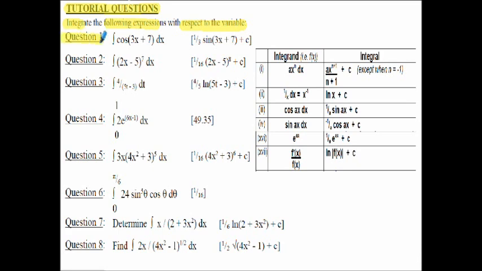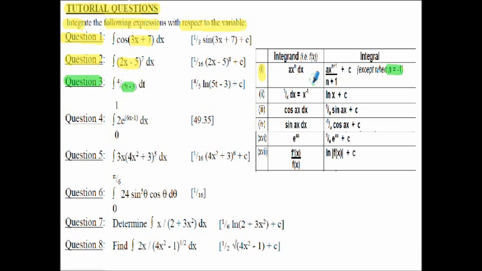So for example, in question 1, we're going to substitute for the 3x plus 7. Question 2, again we will substitute for the bracket, make u equal to 2x minus 5, and you will find that the integrand is the form of a type 1. For question 3, we will again substitute for the bracket, the 5t minus 3. When you bring the bracket to the top line, you'll find it has a power of negative 1. And we cannot use the type 1 solution in our integral table when n is equal to negative 1.